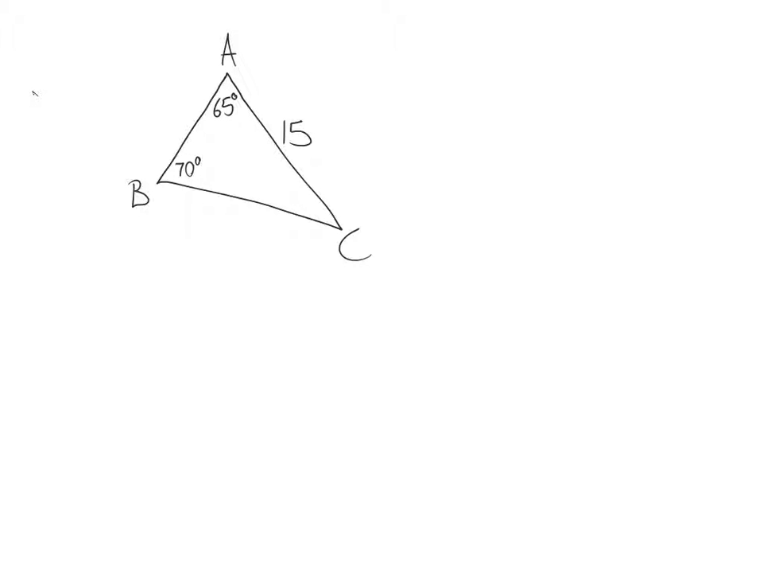Now, we don't see a right angle. We're not going to assume there's a right angle. But we can find the other angle very easily. What's angle C going to be? 45. 70 plus 65 is 135. So C is going to be 180 minus the 70 and the 65, which is 135. So you're right, that is 45 degrees.